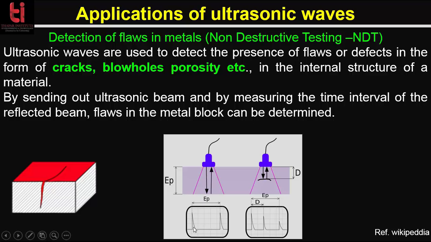This is the CRO signal of a perfect metal, where you can see just two signals. And this is the CRO signal of the cracked material. You can see here an extra signal, which is just because of the void space.